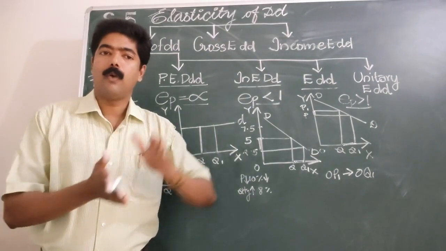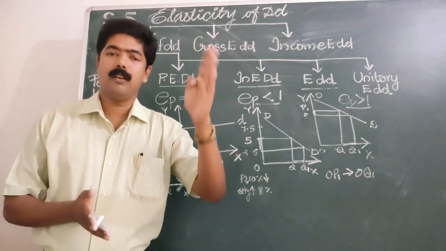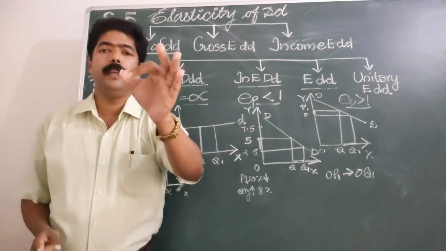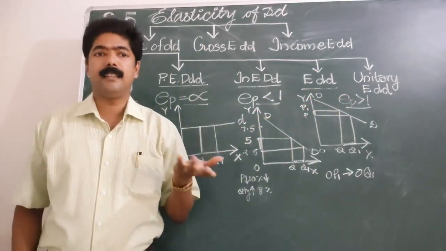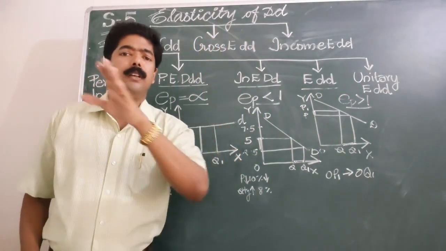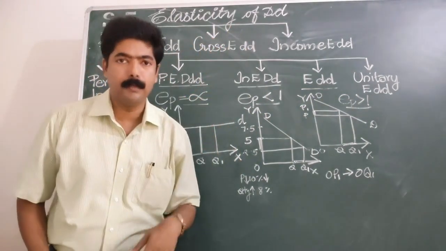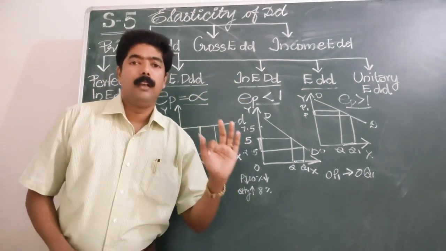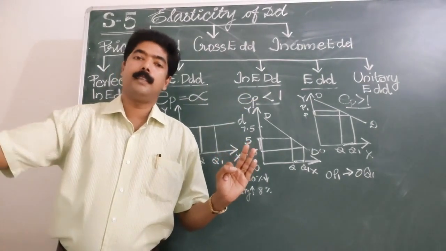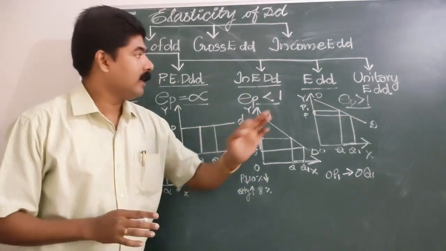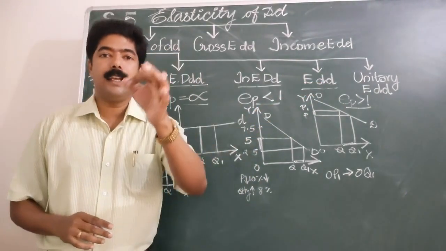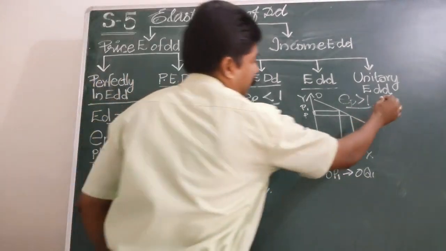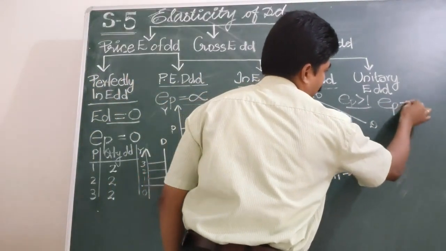The percentage change in quantity demanded in relation to the percentage change in price will be equal in unitary elastic demand. A 10% increase in price leads to a 10% decrease in quantity demanded of the commodity. Similarly, a 10% decrease in price leads to a 10% increase in quantity demanded. This is known as unitary elastic demand. In that case, the price elasticity value is equal to 1. So we will write price elasticity is equal to 1.